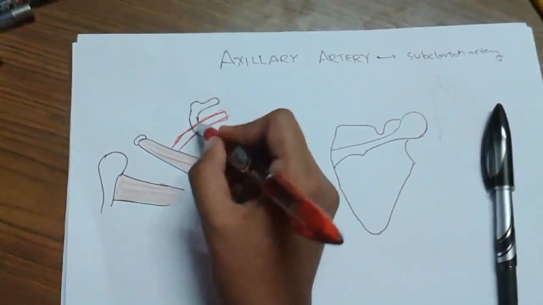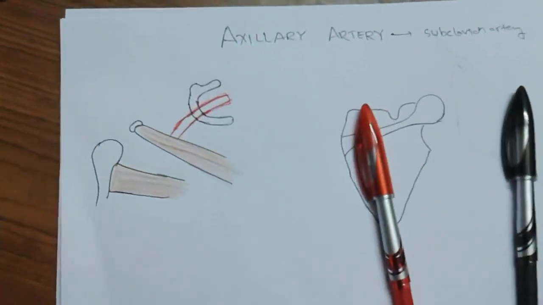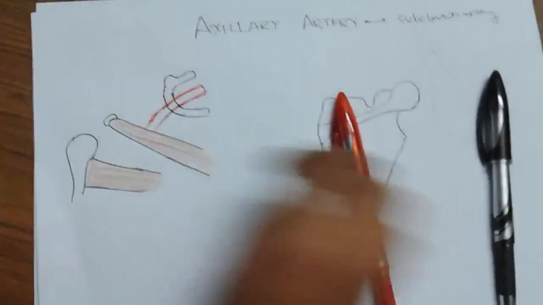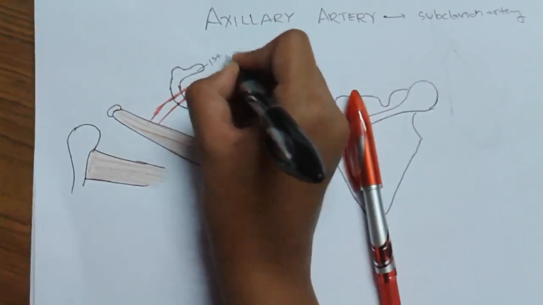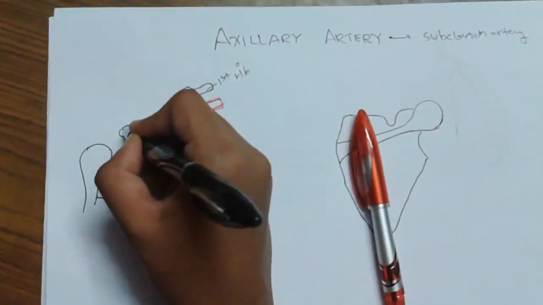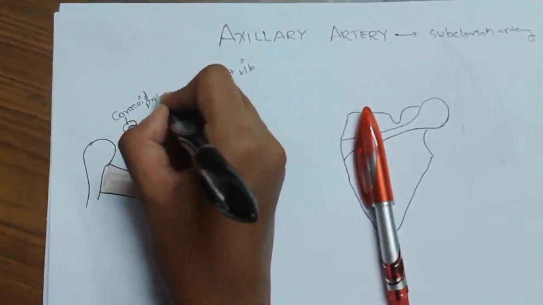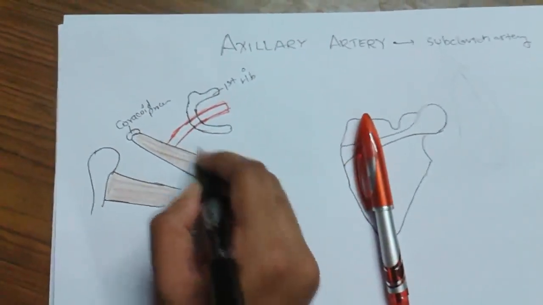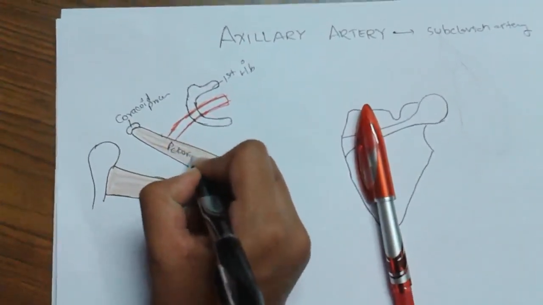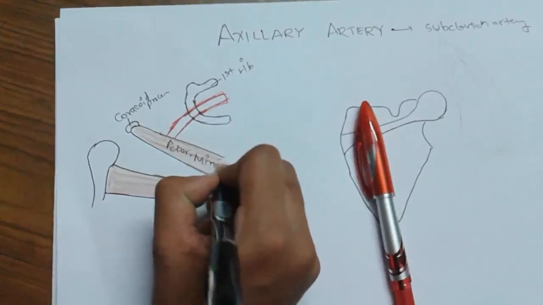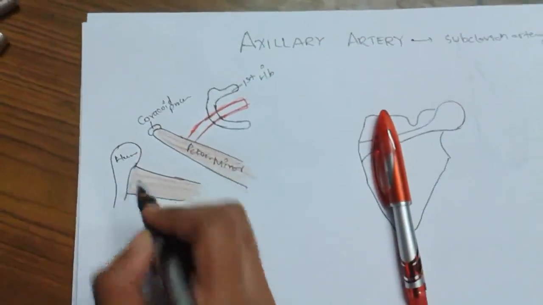Okay, and now it runs downwards. So now let me show you all this. What are these nerves and branches? I forgot to show you. So this is the first rib. Okay, this is the coracoid process of the scapula. And which muscle is attached to the coracoid process of the scapula? It's nothing but the pectoralis minor. And this is the humerus. And this is the bicipital groove.